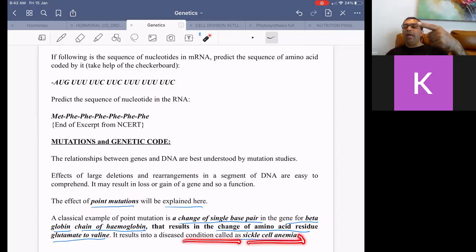आने वाले चैप्टर में मैं आपको ये सिखाने वाला हूं कि एक कोडॉन में एक न्यूक्लियोटाइड बदल जाएगा, then that is called a point mutation and will result in some severe disorder. So we are going to talk in detail in one of the lectures on sickle cell anemia. It's an example of one nucleotide mutation called point mutation.